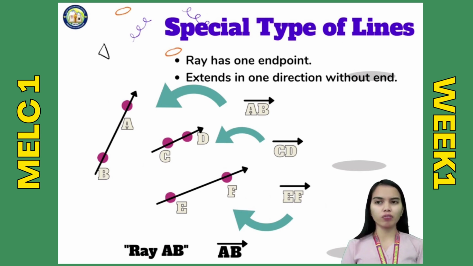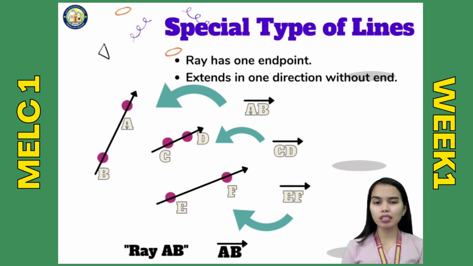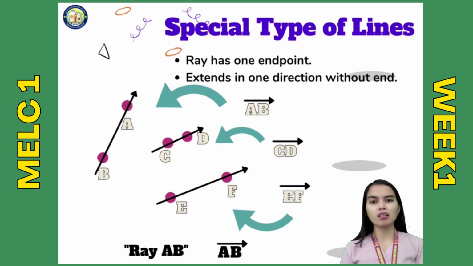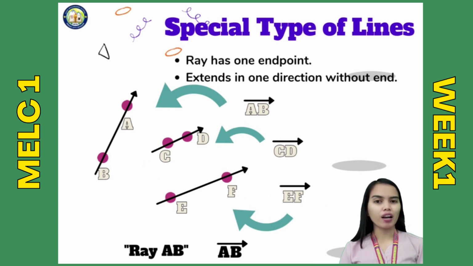Nakikita nyo sa screen. So ang kaibahan ng ray sa line segment, ang line segment is meron siyang 2 endpoints, pero yung ray is meron siyang 1 endpoint at yung isa is may arrowhead. Okay? Pinagsamang line at line segment si ray. Okay. Are we clear?